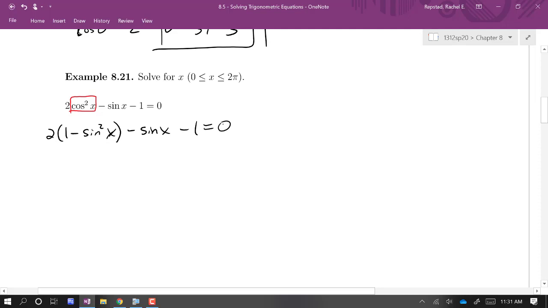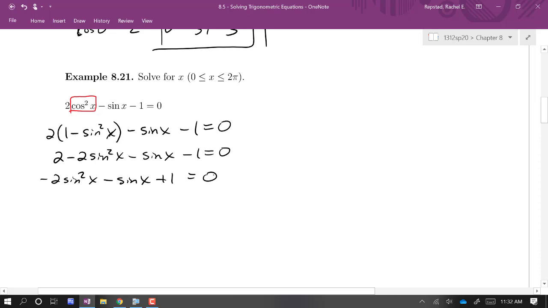and then minus sine x minus 1 equals 0. This is an equation we're working with. We're not proving an identity, so we are kind of maintaining equality throughout, carrying this equal sign down. I'm going to do some algebra now. I'll distribute that 2, so we have 2 minus 2 sine squared x minus sine x minus 1 equals 0. And combining our constant terms, we have a minus 2 sine squared x minus sine x plus 1 equals 0.